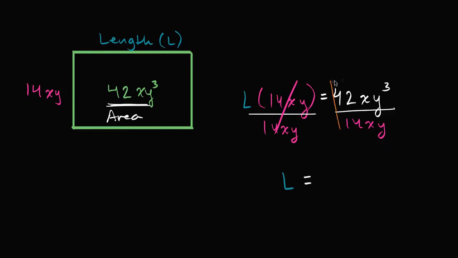And on the right-hand side, I can look at the coefficients first. I could say 42 divided by 14, that's going to be 3. And then I could say, well, x divided by x, that's just going to be 1. And then I have y to the third divided by y, that is going to be y squared. And then we're done. Our length is 3y squared. So our length is equal to 3y squared.